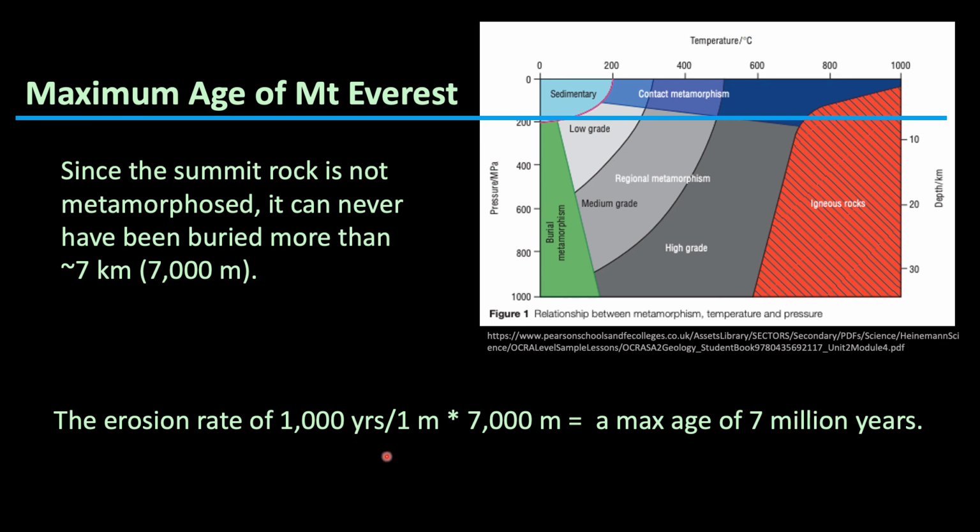If it has been eroding at the rate of 1 meter per 1,000 years, multiply that by 7,000 meters, and we get a maximum age for the summit limestone, Mount Everest, of 7 million years. Could have been less than that, but it could not have been more than 7 million years old.